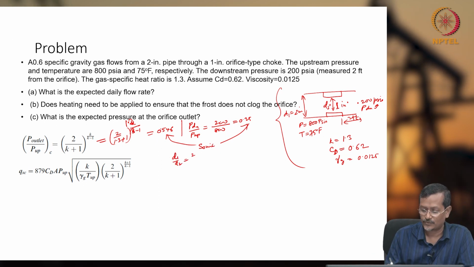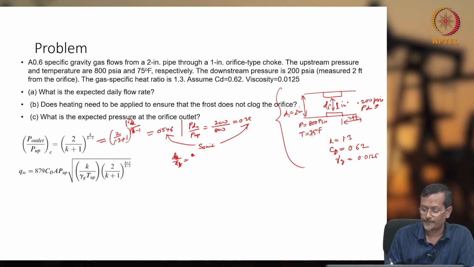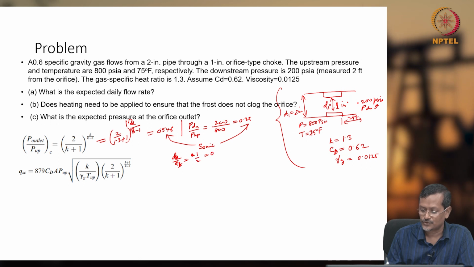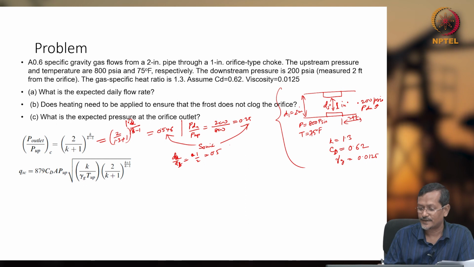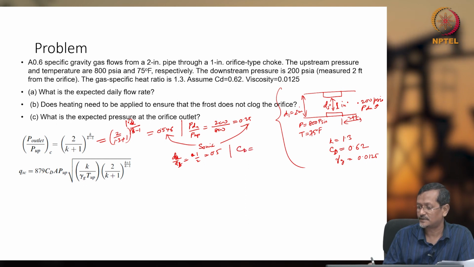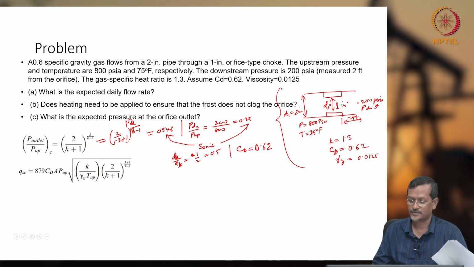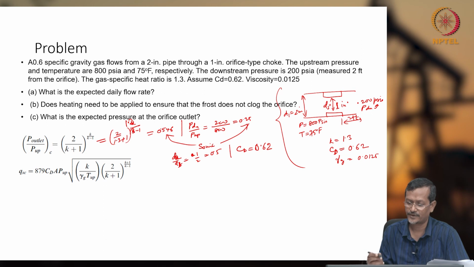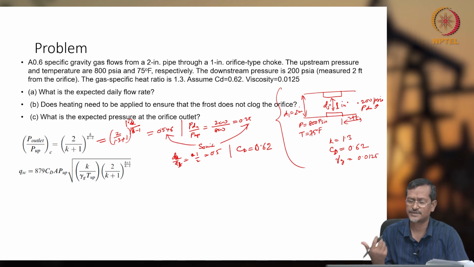D2 by D1, the diameter ratio, will be 1 by 2, that is 0.5, so there will be no unit. And CD we are assuming as 0.62. I have given it in this problem, but if it is not given you can assume 0.62 or around. It may differ also, but the approximate thumb rule is that if you use 0.6 or 0.62 that will be okay.